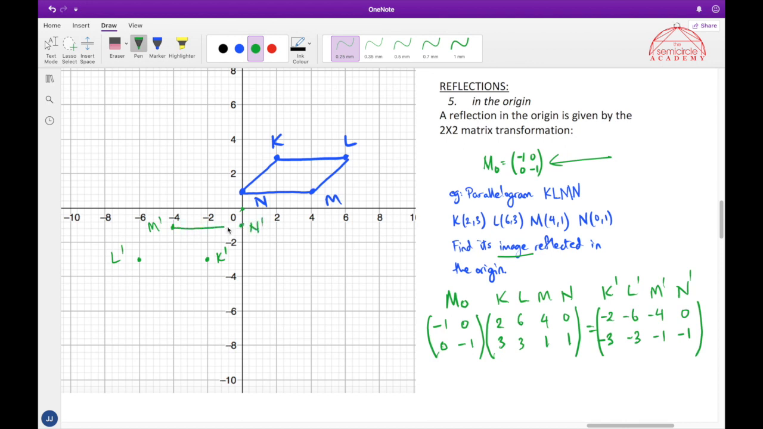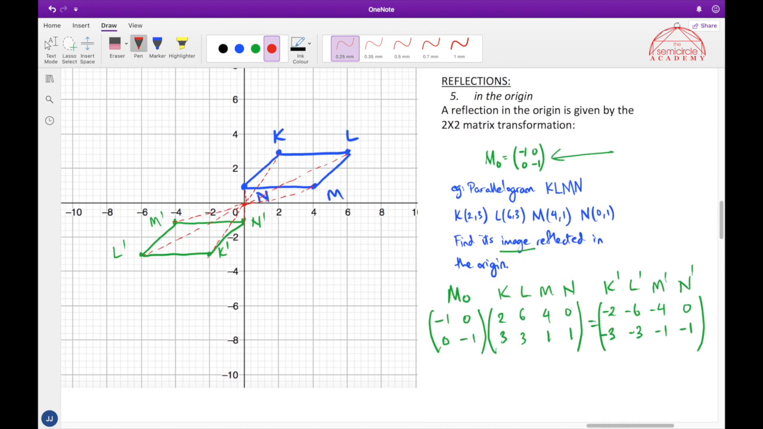And when we draw this image, just a little sketch of the image, we could see what a reflection in the origin looks like. Because if we take a look at it, we could see that this K is reflected through the origin to this K. This L is reflected through the origin to this L. This M is reflected through the origin to this M. And this N is reflected through the origin to this N. So we could see here that all of the points are reflected within the origin, that single point here.